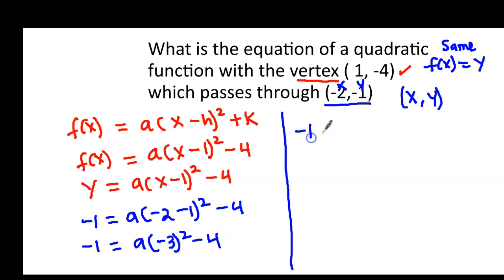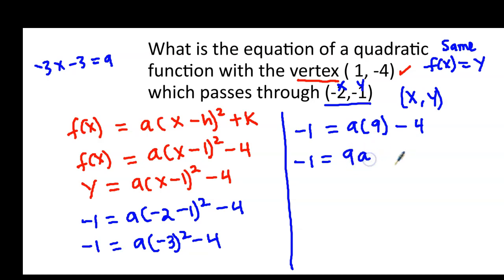I'll write it here. A. -3 squared means -3 times -3, which is +9. So here is going to be 9. Then -4. We got -1 is equal to, anytime you have a variable and a number, you write the number followed by the variable. So 9a minus 4. Now we want to solve for a.